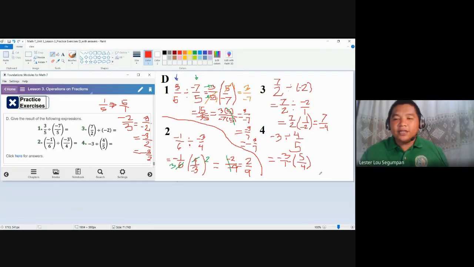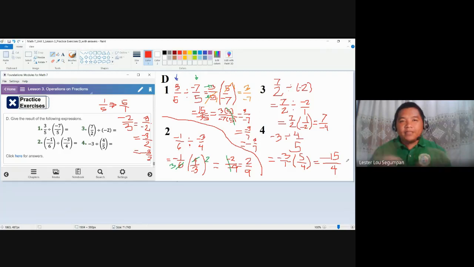And then, since there are no items that can be cancelled out, 3 times negative 5 is negative 15 and 1 times 4 is 4. So the answer here is negative 15 fourths. Or again, the negative sign may be placed at the middle or in the denominator, which all are correct. So what is actually the unique process for the division of fractions is the presence of multiplicative inverse.